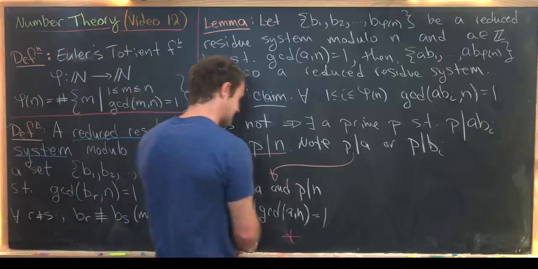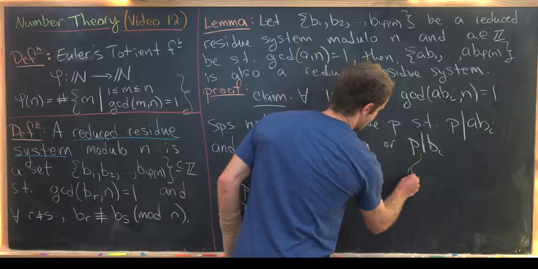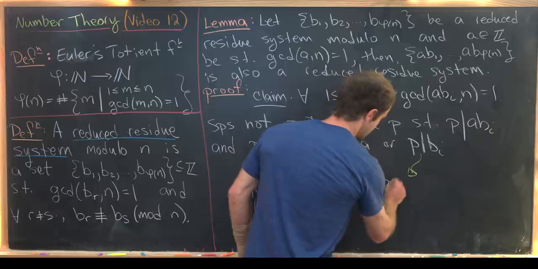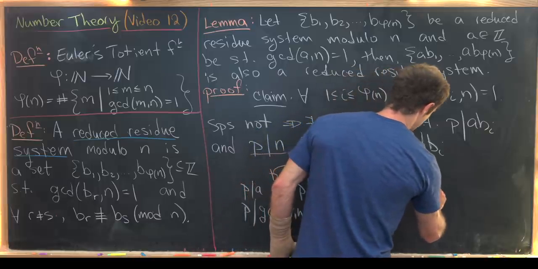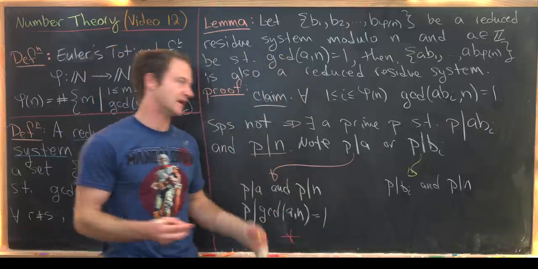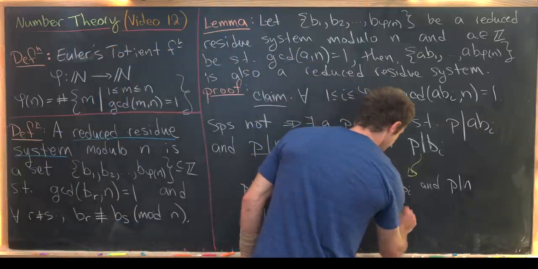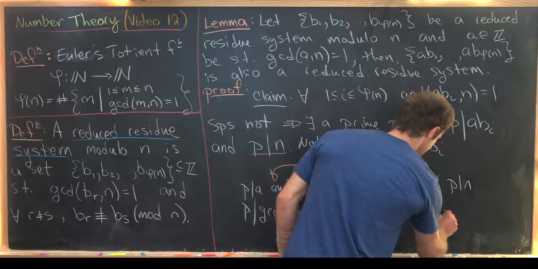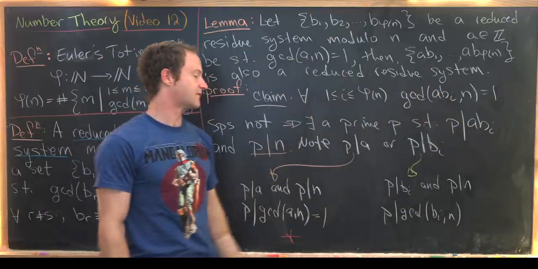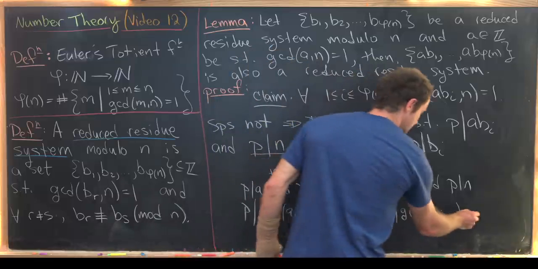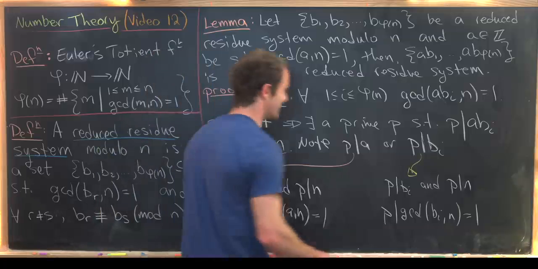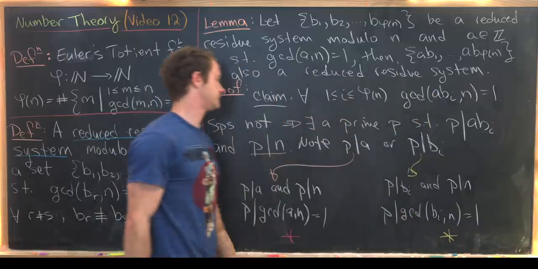So now we move down this other branch, which is P divides Bi. Well, notice P already divides N, so that means we have P divides Bi and P divides N. But if it divides both of those, it divides their GCD. So we've got P divides the GCD of Bi with N. But now let's recall that these B's form a reduced residue system, so we know this GCD is 1.